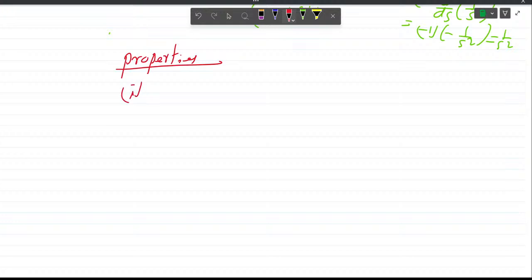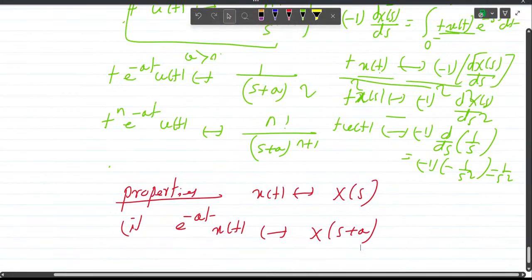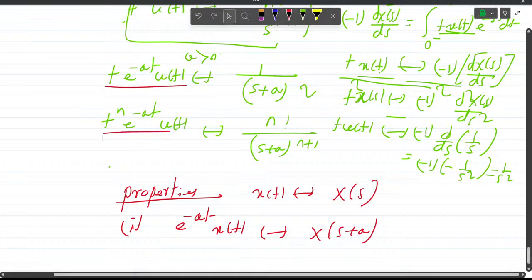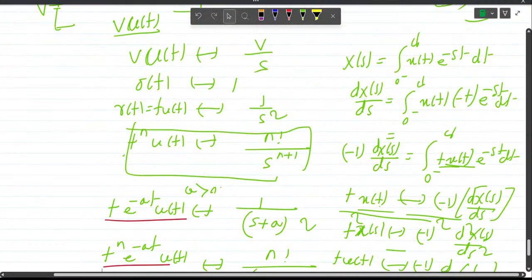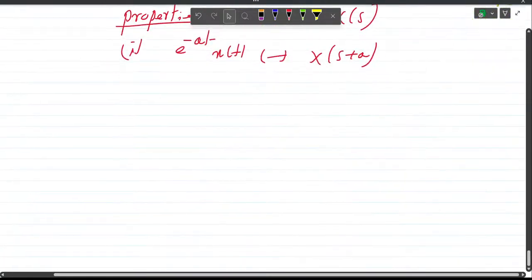Then properties, important. First property: let x(t) have the Laplace transform X(s). Then e to the power at x(t) has the Laplace transform X(s plus a). This property we have used here. You see, e to the power at x(t). For example, x(t) is t to the power n. Wherever you have s, you need to replace it with s plus a.